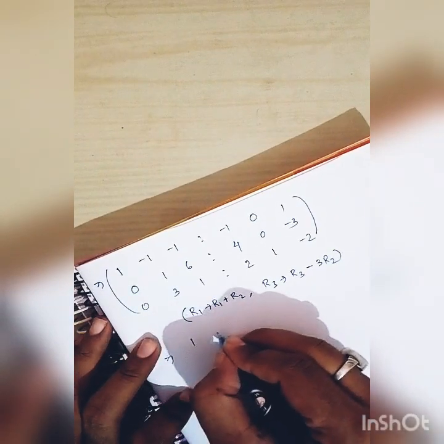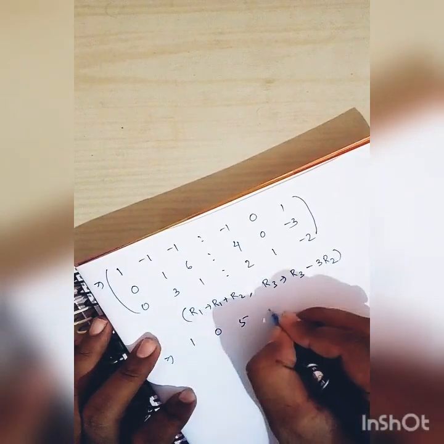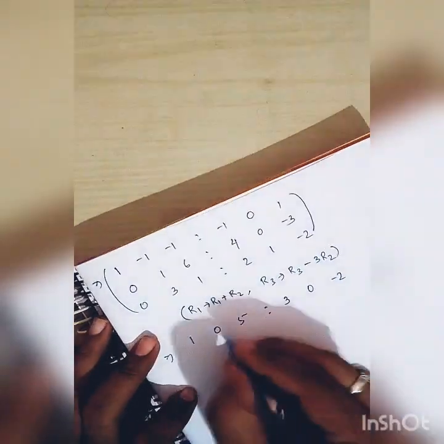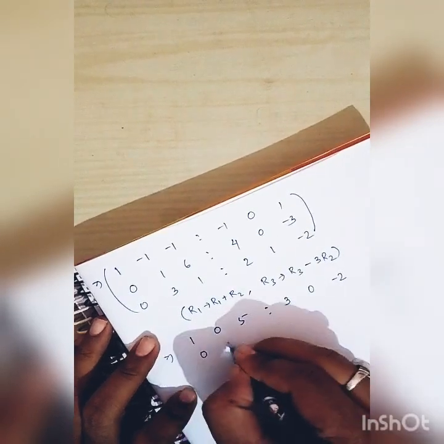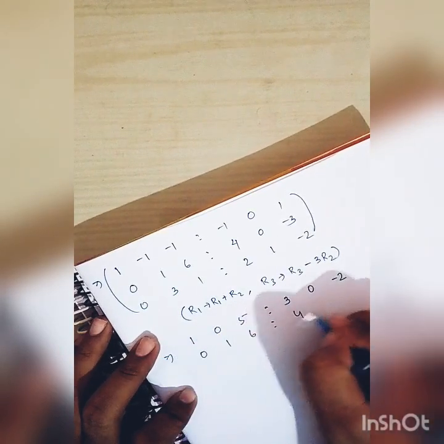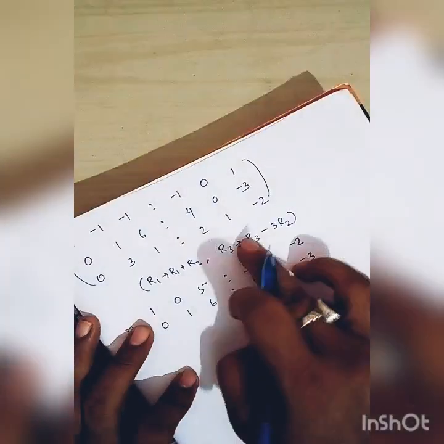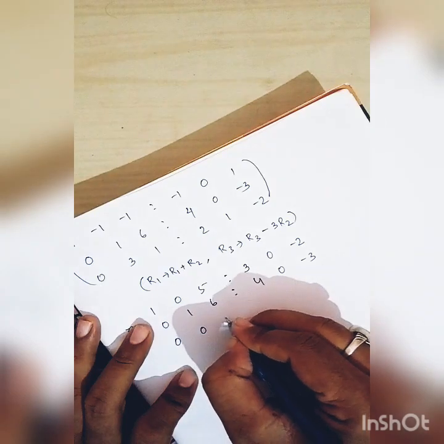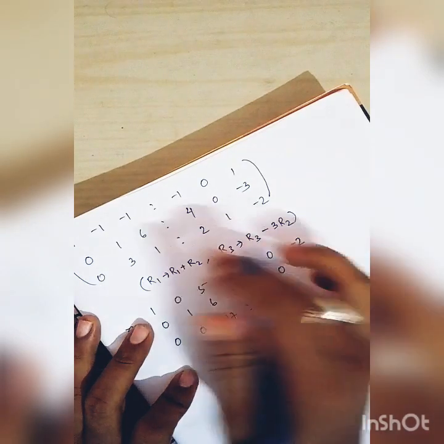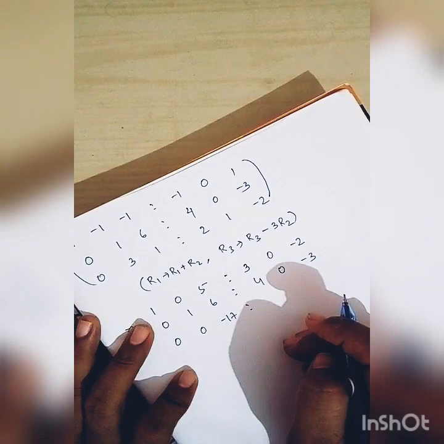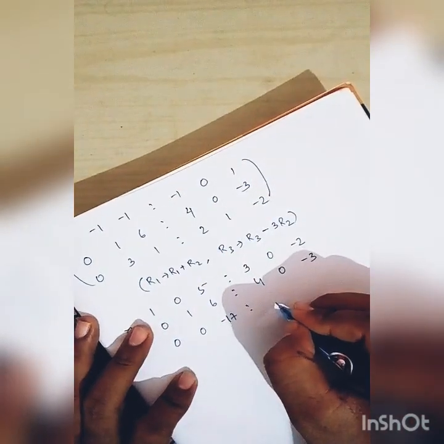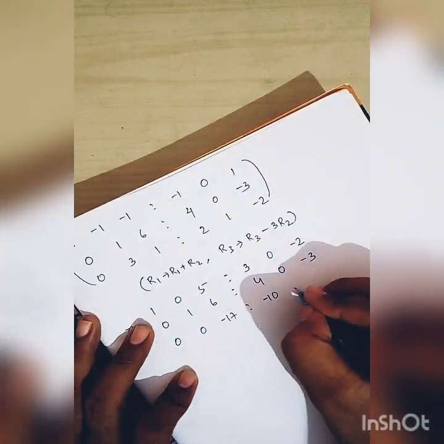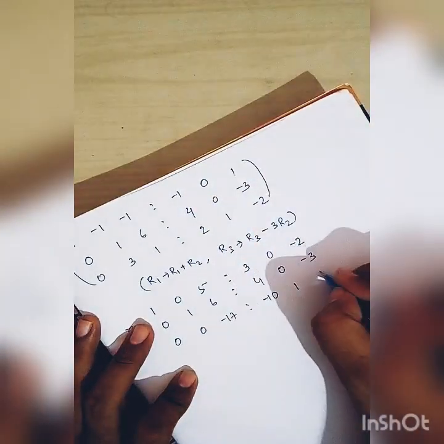1 0 5, 3 0 minus 2. Again row 2 unaltered: 0 1 6, 4 0 minus 3. Again row 3 minus 3 row 2. It is 0 3 minus 3 0 1 minus 18, minus 17, 2 minus 12, it is minus 10, 1 minus 2 plus 9, it is 7.